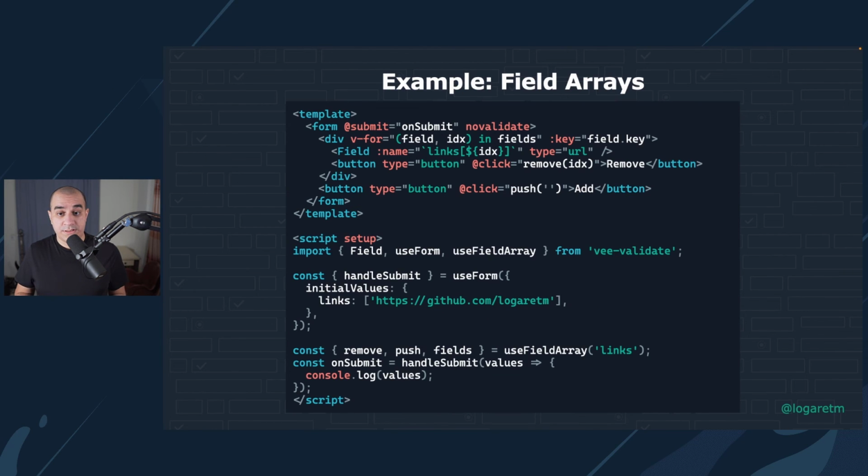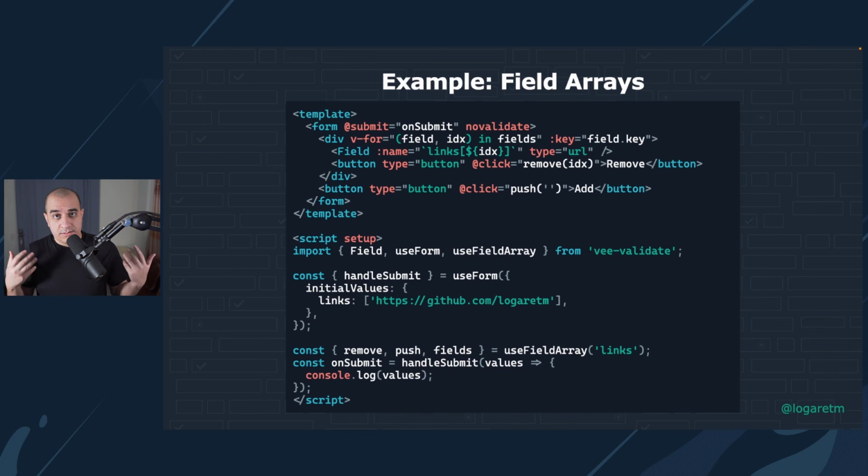Another example is field arrays. Array fields are fields that the user can add a bunch of. For example, a bunch of emails, a bunch of URLs. This is a really common use case with forms, and managing them was a little bit complicated because you always had to figure out a unique identifier for your elements, so you couldn't really have an array of primitives like this one.